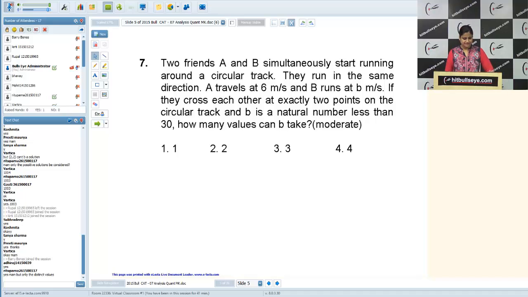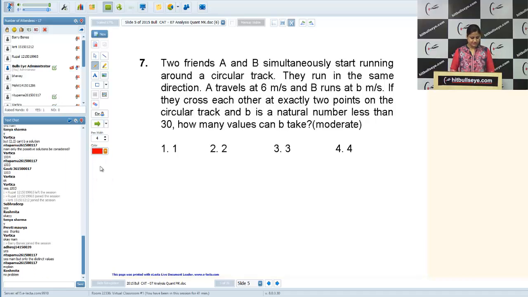Question number 7. Yes, question number 7. Any problem? Very good question on circular motion. Yes, Rituparna. Two friends A and B simultaneously start running around the circular track. They run in the same direction. A travels at 6 meters per second, B runs at B meters per second. If they cross each other at exactly 2 points on the circular track and B is a natural number less than 30, how many values can we take?